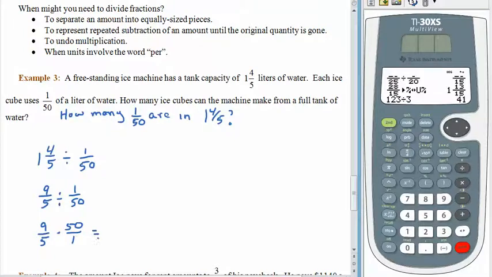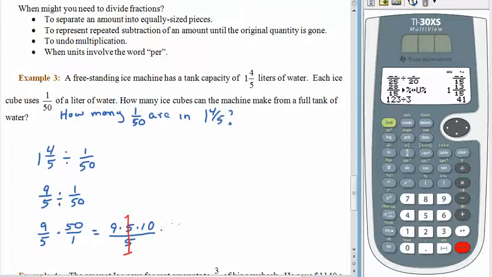9 breaks down, but it's not necessary to break it down because the 3's aren't factors of anything that's in the denominator. 5 is a factor of 50 though, so we should probably factor the 50. So we have 9 times 5 times 10, and then in the denominator, there's a 5. And certainly 5 over 5 is 1.